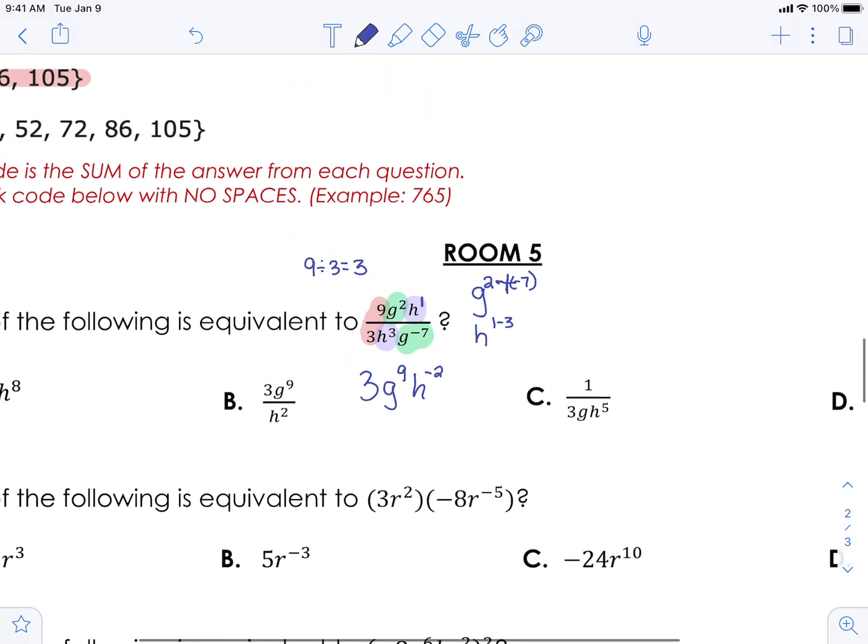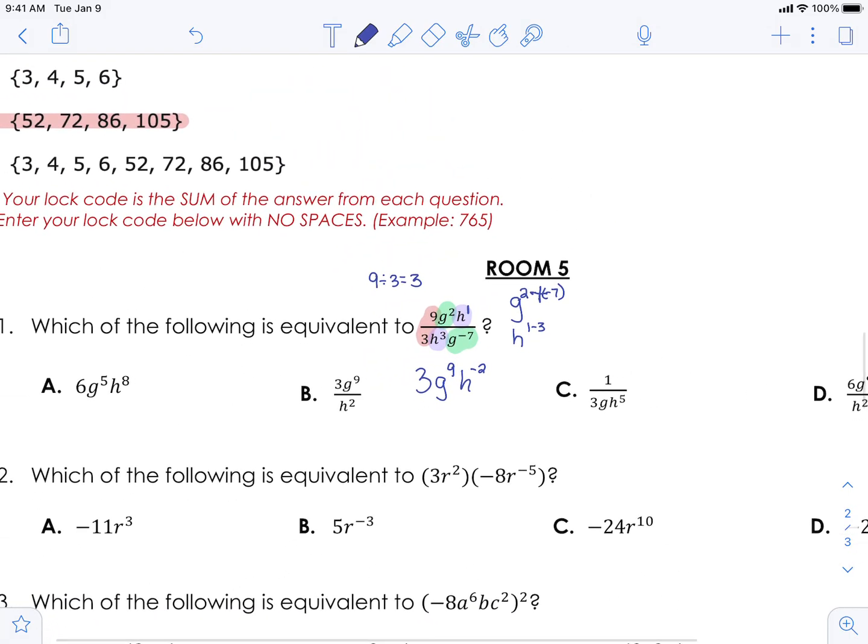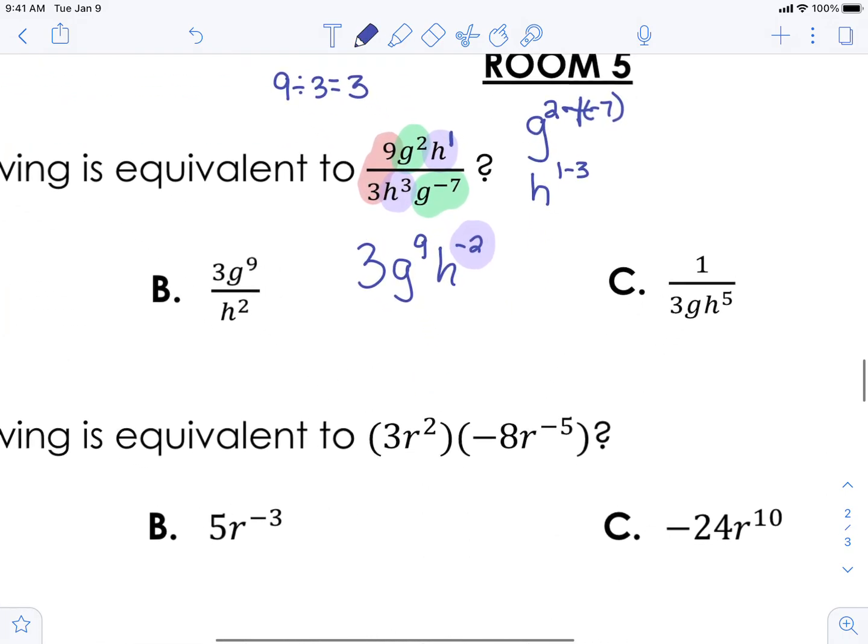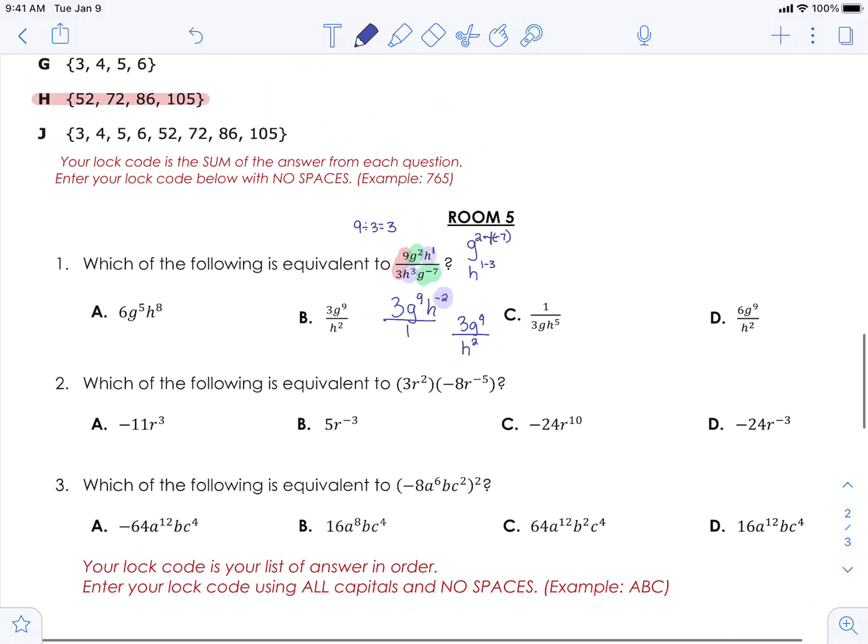Now if I look, none of my answer choices have a negative exponent. So we have to remember that negative exponent property. I have to flip it to the bottom. Technically right now it's all over 1. So the 3 and the g to the 9th get to stay on top. But that h to the negative second power flips to the bottom and that exponent becomes positive. So if I look at my answer choices, it looks like my answer would be answer choice B.